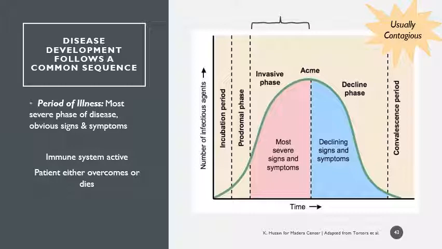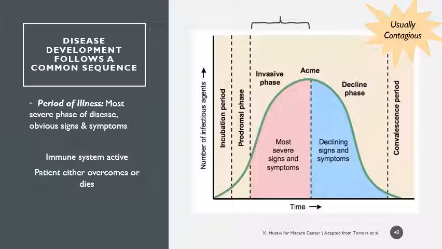Then there's the period of illness. This is getting into what's also called the invasive phase. This is where you have some of those really unique signs and symptoms that help you diagnose what might be causing this. Your immune system is activated. At this point, the patient is either going to overcome the infection or they're going to succumb to it.